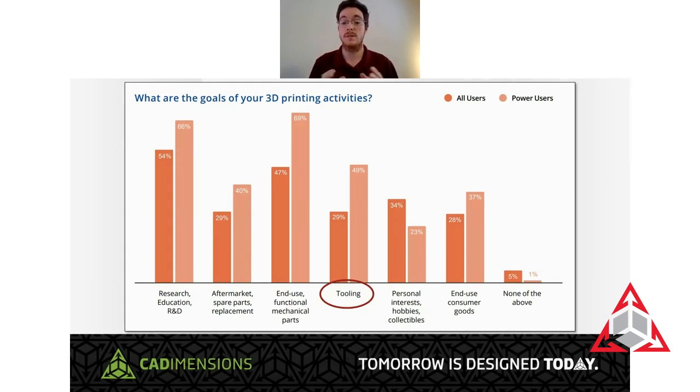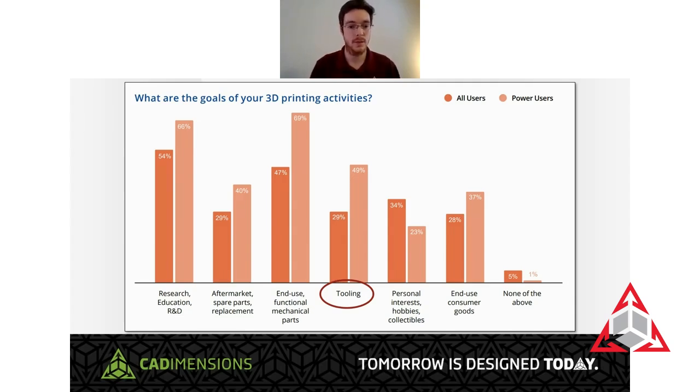They also categorize it into all users and then power users. So power users are those who have been working with 3D printing for 3 to 5 years at least, have invested at least $10,000 in 3D printing, use it on a consistent basis. So what's interesting here is, one, we see tooling is a pretty common goal of 3D printing activities, but we also see that there's a number of power users that are using 3D printing for tooling.